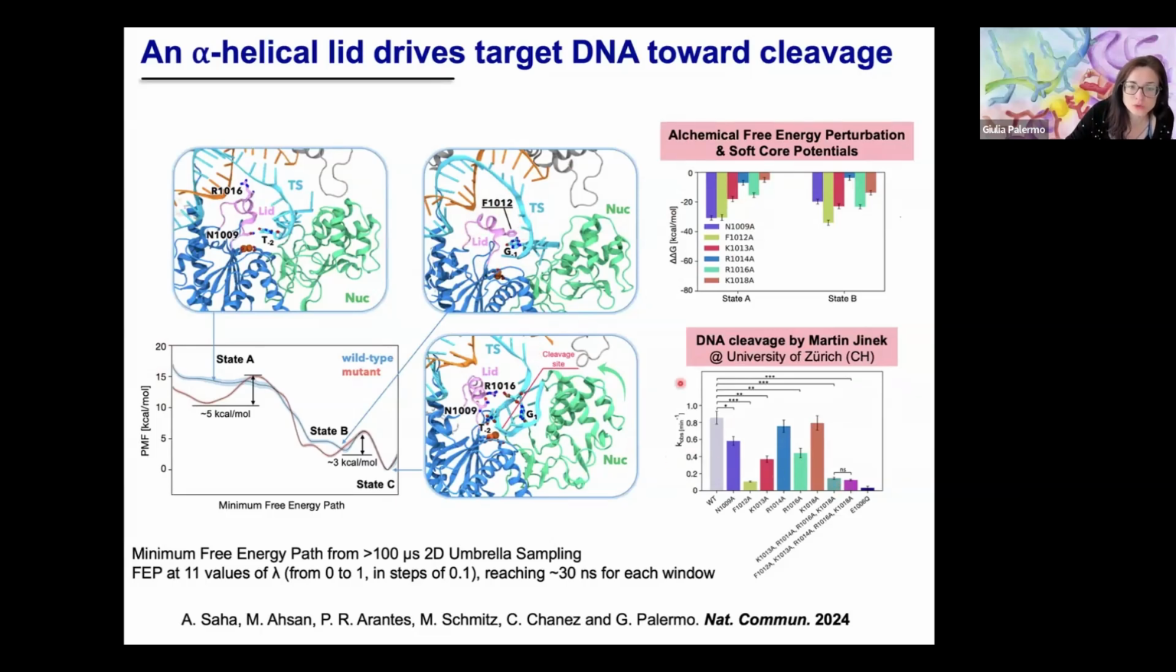Martin Jinek, through DNA cleavage experiments of the target strand, observed that mutating these two residues to alanine remarkably reduces the cleavage of the non-target strand, basically counter-proving that this mechanism, the alpha helical lead grabbing the target strand and bringing it into the active site, is a functional mechanism for the cleavage of the target strand.